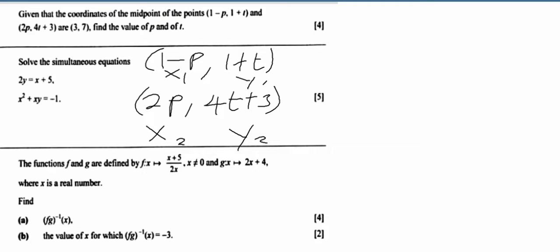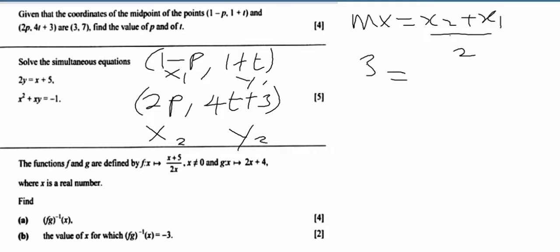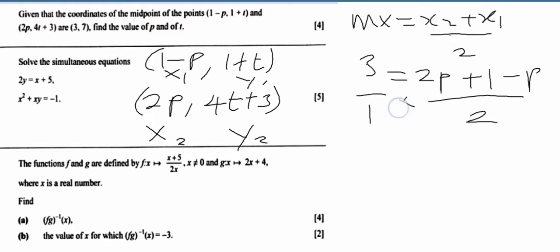So let's use the first formula, which is the midpoint for the x value, given by (x2 plus x1) divided by 2. So in this case here, the midpoint for the x value is this one here, which is 3. So I'm just going to put 3 here, is equal to, then what is our x2? Our x2 is this one here, which is 2p, plus our x1, this one here, which is 1 minus p, then over 2. We balance this one by 1 and then cross multiply.